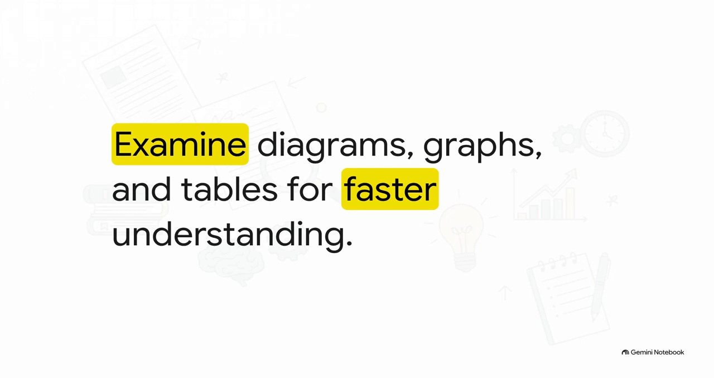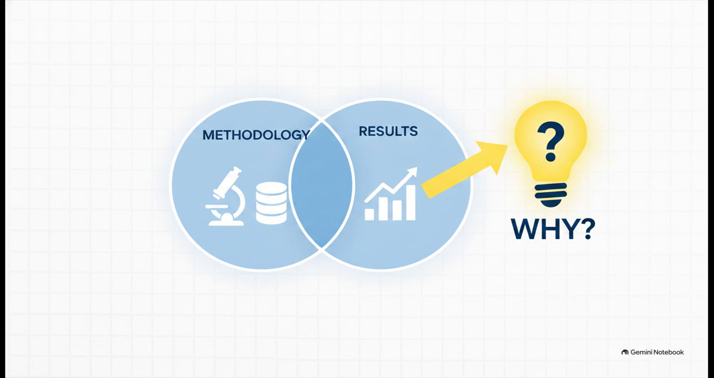Step 4 is checking the figures and tables. Papers communicate so much crucial info visually. So instead of slogging through walls of text, go straight to the system diagrams, the algorithm flowcharts, the performance graphs. More often than not, these visuals give you a much faster understanding of the experimental setup and the results than the text ever could. Next up, we group steps 5 and 6, the methodology and the results.